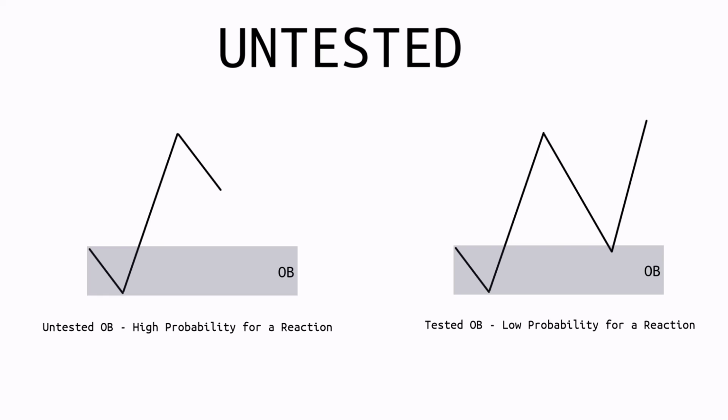Once an order block has been tested, its potency diminishes significantly. Each time the price visits an order block, it diminishes the quantity of unfulfilled orders remaining within that zone. Eventually, after multiple tests, the order block becomes depleted and loses its ability to generate a strong reaction.